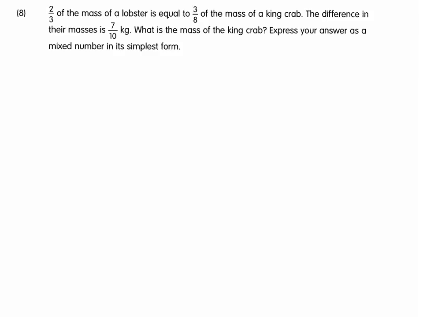Let's look at this question. Okay, we are starting the real thing already. We need to know how to solve it. 2/3 of the mass of a lobster is equal to 3 over 8 of the mass of a king crab. So we need to be able to draw a model for this. We know lobster and king crab, and their mass is equal. This is 2/3, and this is 3 over 8.